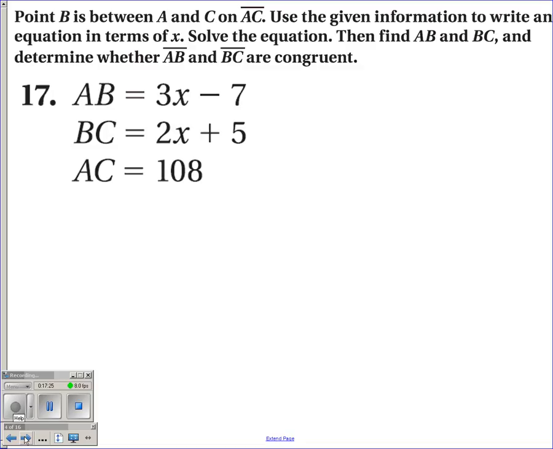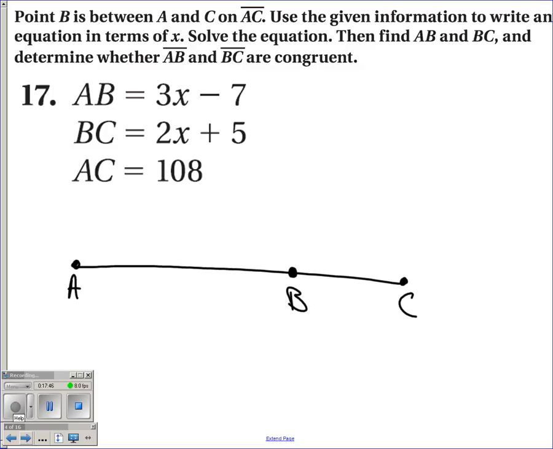Again, we have to start with the same setup. So I'll copy, draw this line down A to C. And again, I'm going to put B somewhere in between, but I'm not going to put it in the middle. This time I'll put it over here towards the right. And again, label the lengths.